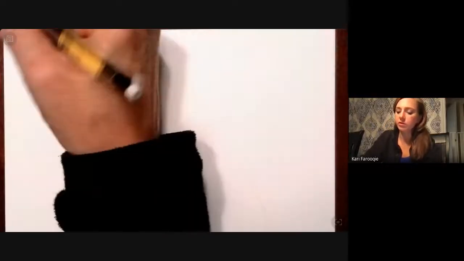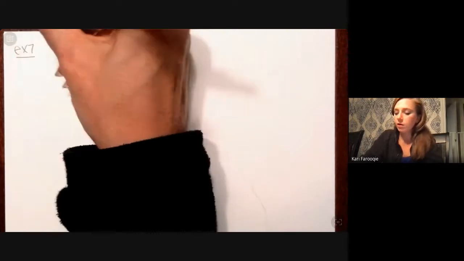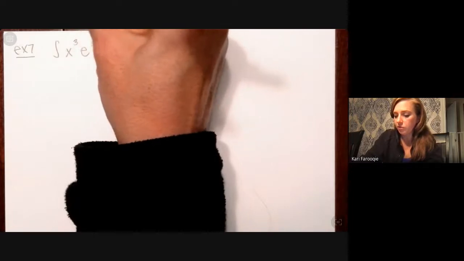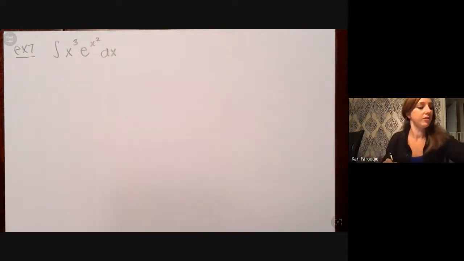This will be example 7. This is the integral of x cubed e to the x squared dx. Okay, so this one's a huge mess, and the reason for that is, let's say you're looking at this and thinking about it in terms of a standard integration by parts problem.